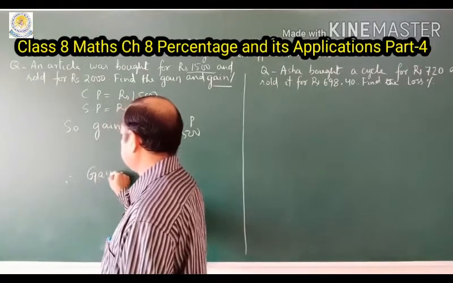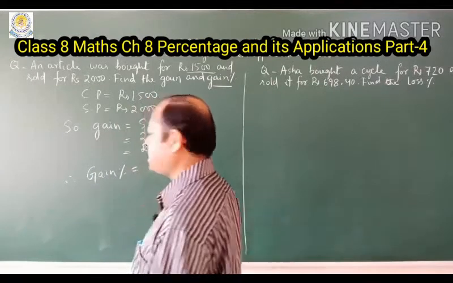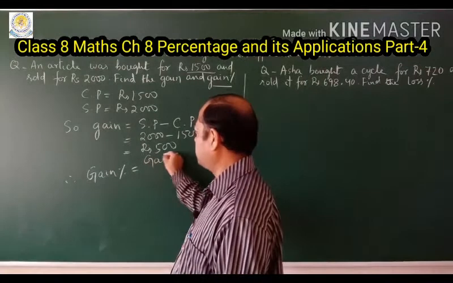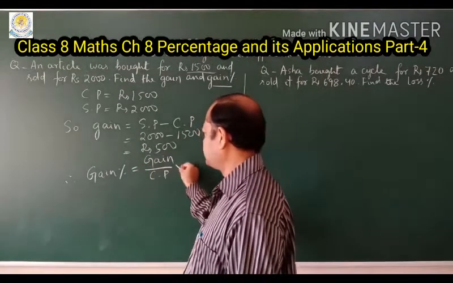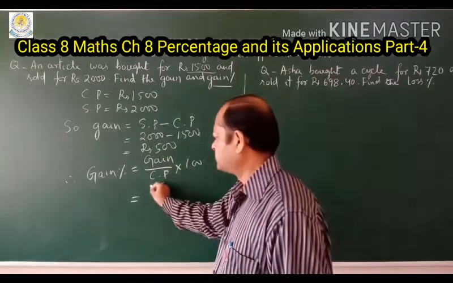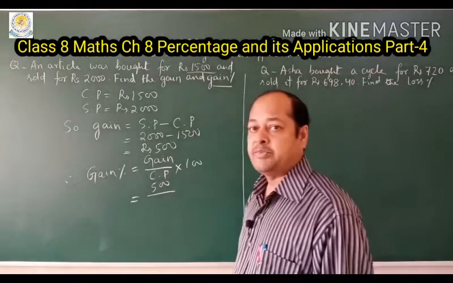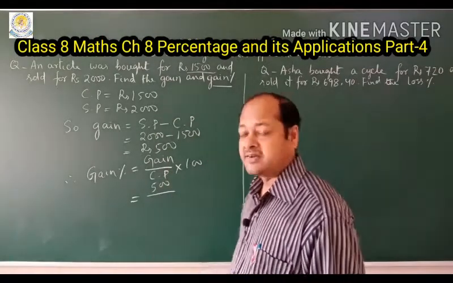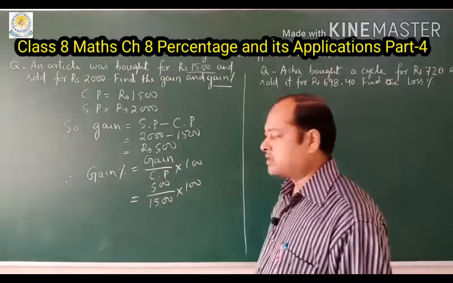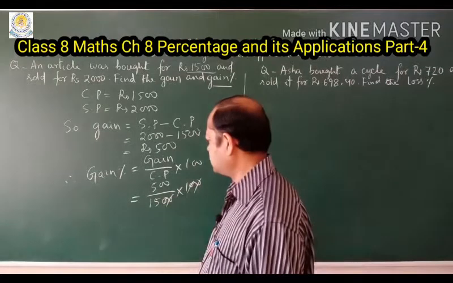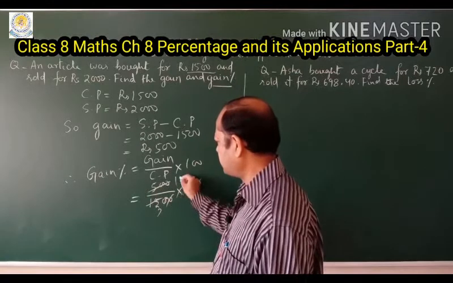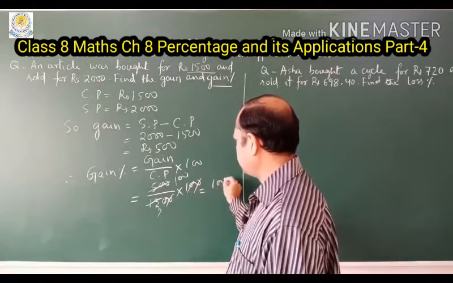Gain percentage equal to, what is the formula to find out the gain percentage? It is gain upon cost price into 100. So what is gain? That is 500. So 500 upon CP. What is CP? 1500 into 100. So what is the result? Both zeros cut here. 5 3s are 15, 5 1s are 5, 100. So here you got 100 upon 3.